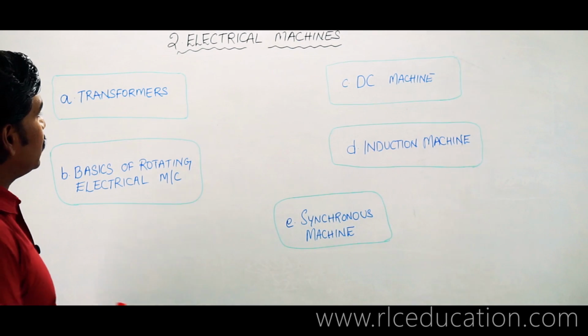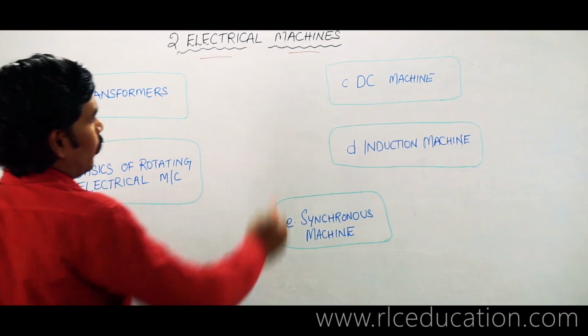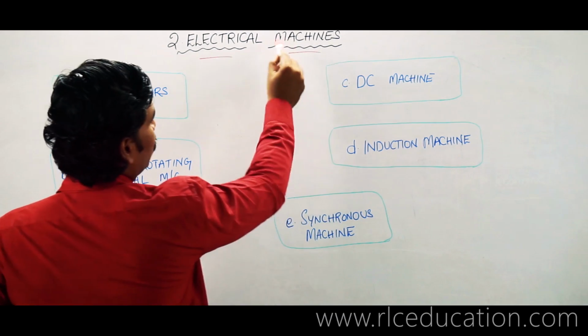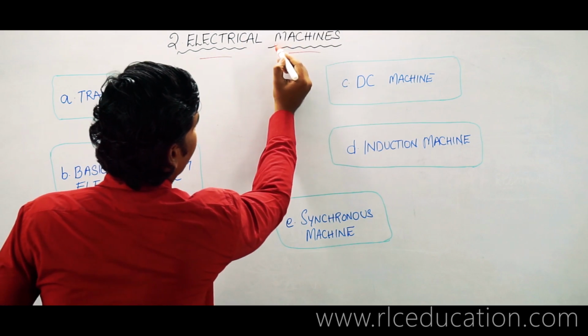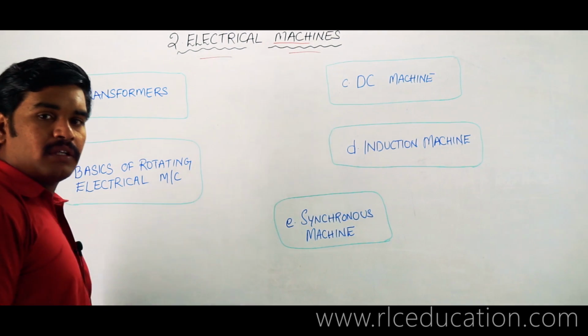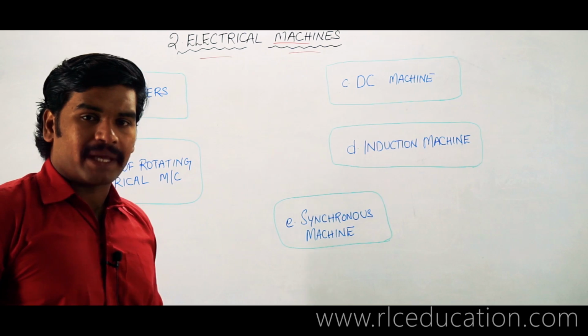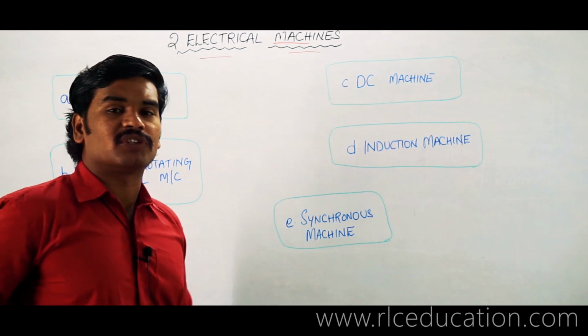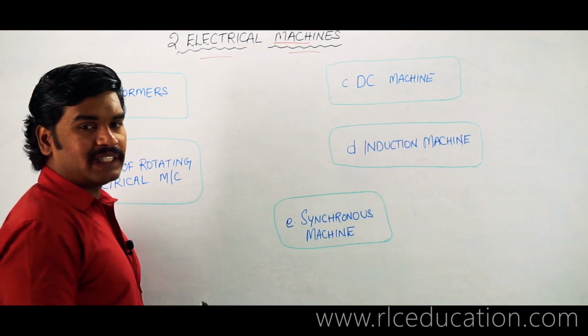So just look at this word. It says electrical machines. Primarily what we are concerned with is a machine. Now look at the word machine. It contains the word Mach, which in Greek or Latin refers to mechanical motion. It refers to some motion. So mechanical energy is associated with a device called a machine.